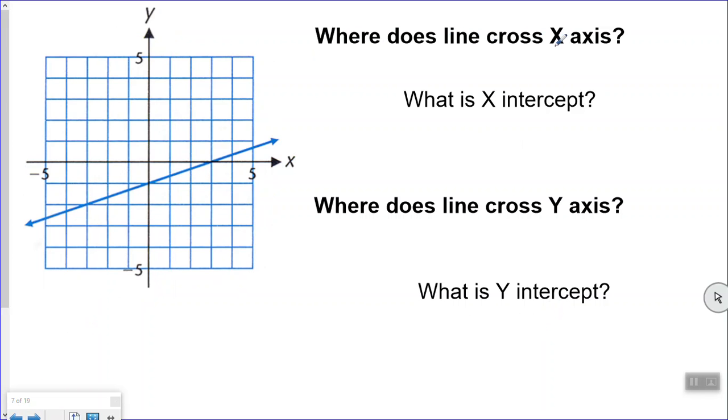Where does the line cross the x-axis? What is the x-intercept? Look at the graph. The line crosses the x-axis at this point. It is (3, 0). x is 3, y is 0. Where does the line hit the y-axis? It is this point. Your y-intercept is (0, -1), because at this point x is 0, y is -1.